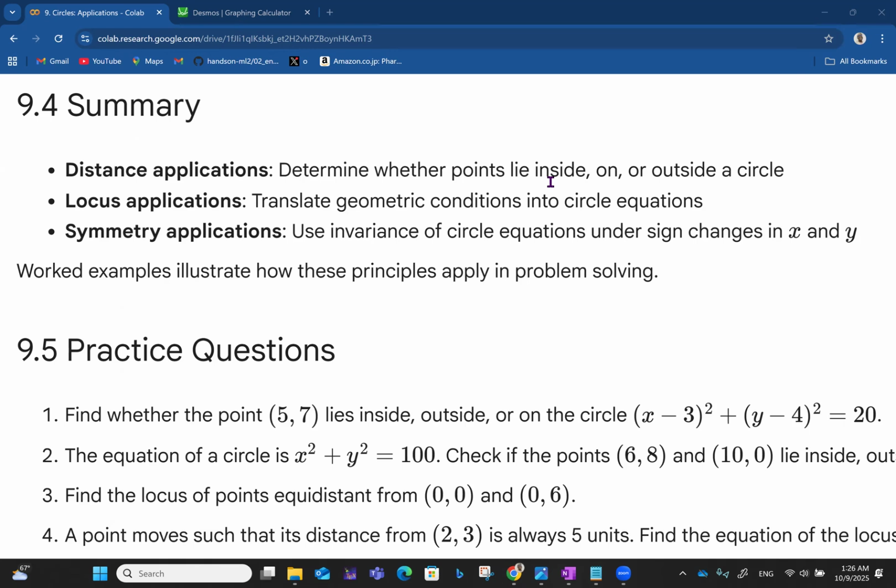We also have locus applications, so we can translate geometric conditions into circle equations, right? Then you have symmetry applications. Use invariance of circle equations under sign changes in x and y, like we just showed with (3, 4), (-3, 4), (3, -4), (-3, -4). So all these worked examples illustrate how these principles apply in problem solving.